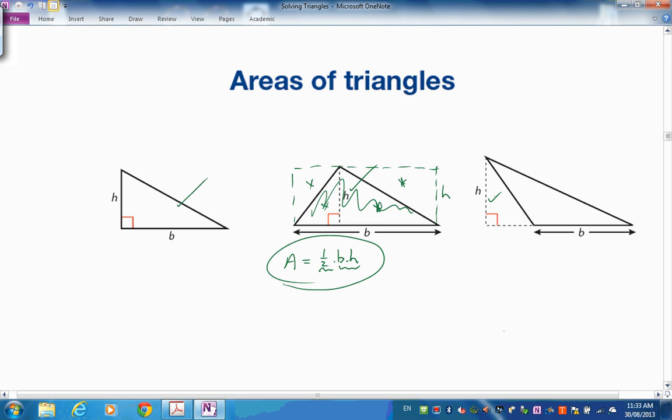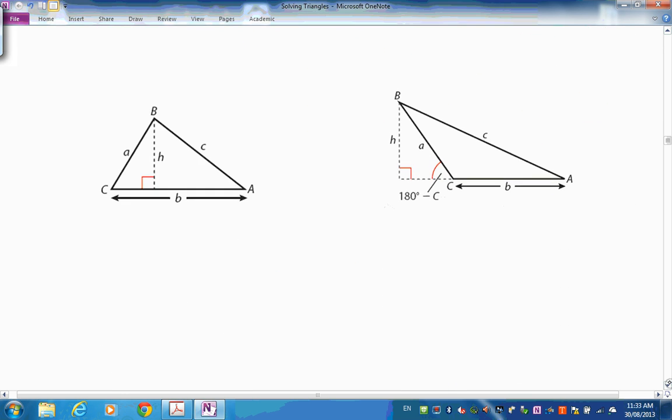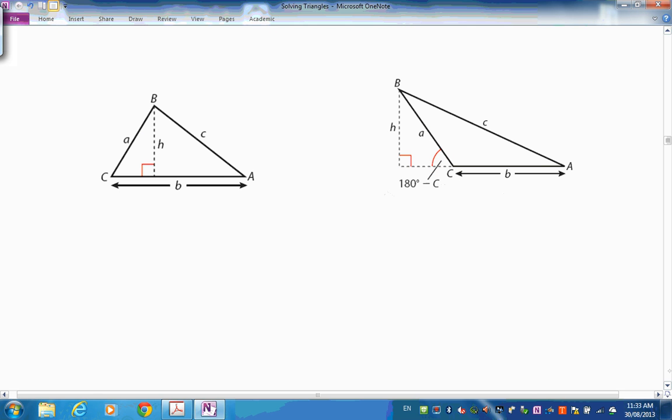But what if you don't have the height given like that? How would you find the area? Is there a way, without drawing that height in there, of just using these sides or angles? Can you do it without constructing a perpendicular? Let's investigate that now. Coming down, here we have two situations.